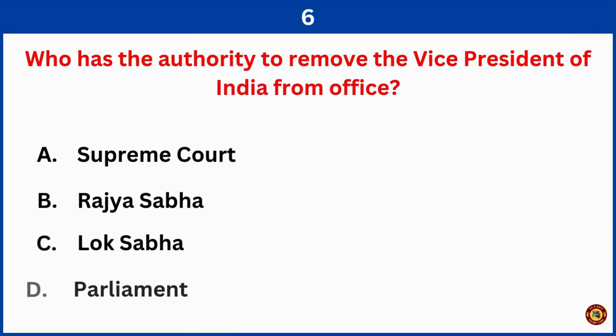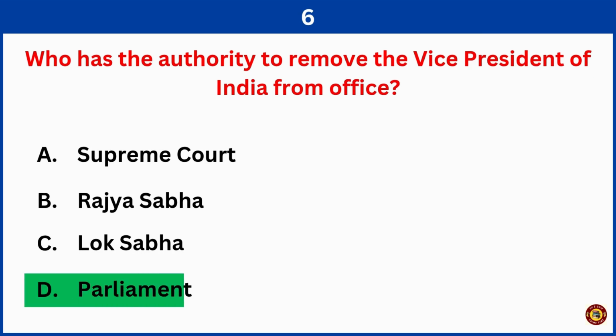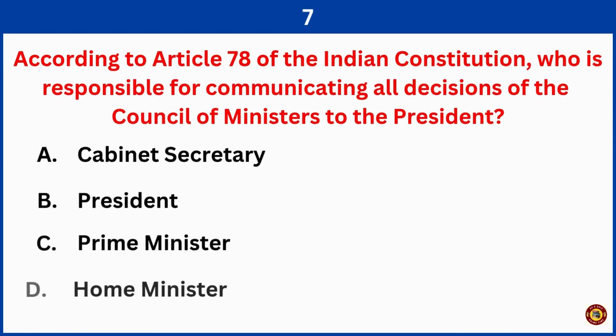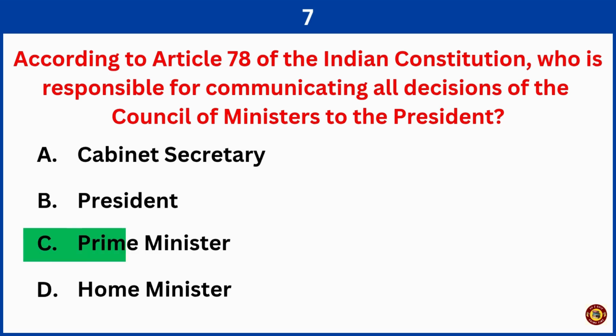Who has the authority to remove the Vice President of India from office? Right answer is option D, the Parliament. According to Article 78 of the Indian Constitution, who is responsible for communicating all decisions of the Council of Ministers to the President? Right answer is option C, Prime Minister.